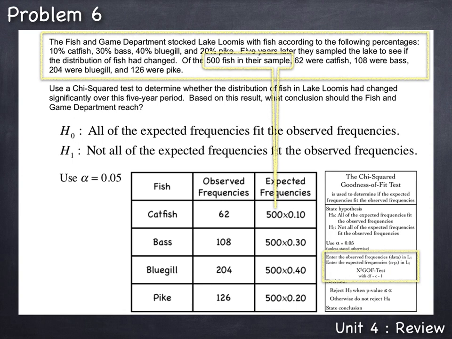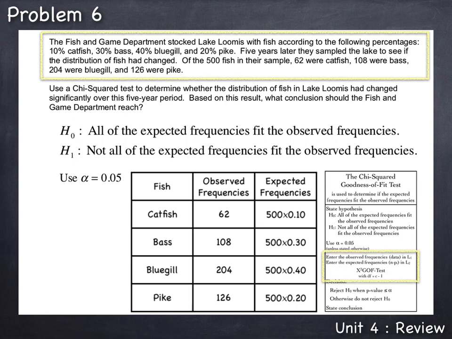If the problem didn't give us this total sample of 500, we could still figure it out by looking at the total or the sum of the observed frequencies. Here, if you add the 62 catfish plus the 108 bass plus the 204 bluegill plus the 126 pike, you'll find that it equals a total of 500 fish in the sample. So here we'll take the n of 500 and multiply it by p, the hypothesized proportions or percentages.